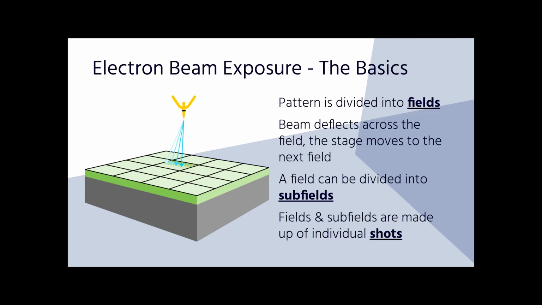These fields can be divided into subfields, although this is not true on the NanoLab's Crestec tools. If working on a tool with subfields, the tool has two deflection systems, one which deflects the beam to the center of a subfield, and a second deflection system that deflects the beam within that subfield. In either case, fields and subfields are themselves divided up into individual shots. In the image here, we see a sample which is divided into 16 fields, with the shots being exposed by the deflecting beam for the field below the emitter.